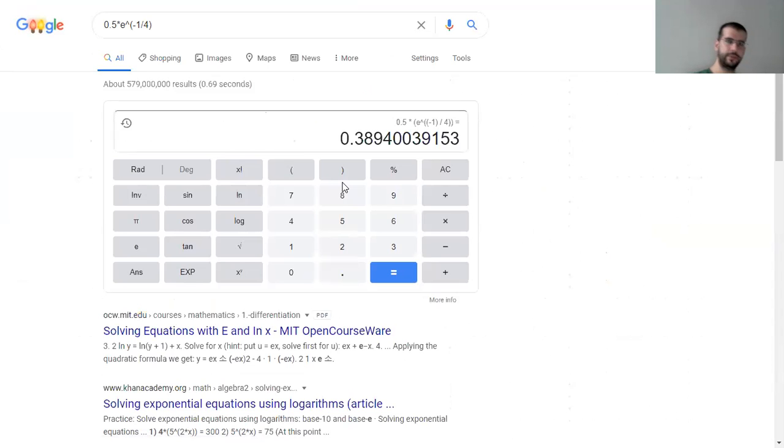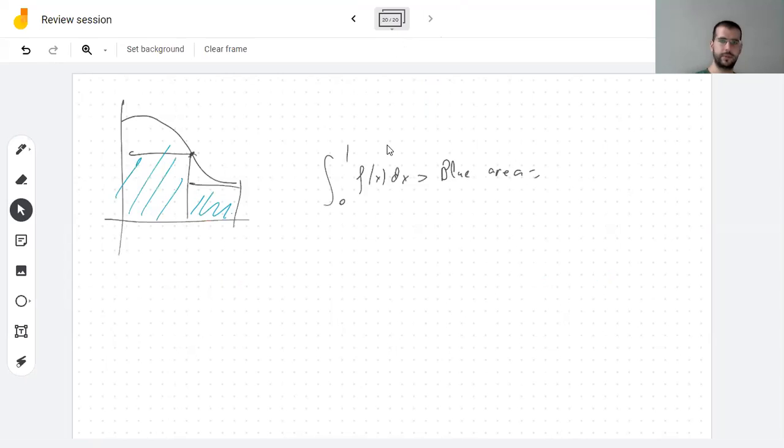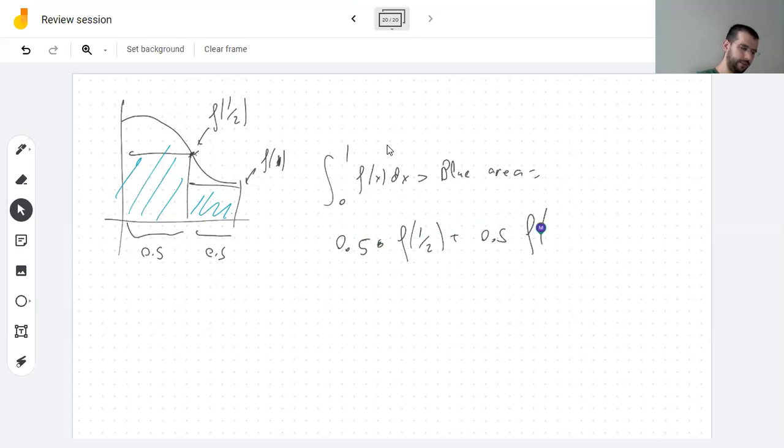So what I should do is try to do this Riemann sum and see that the integral is bigger than the blue area. The blue area? The blue area is the sum of these two rectangles. This one has height f of 1/2. This one has height f of 1. And they both have base 0.5. So it's 0.5 times f of 1/2 plus 0.5 f of 1.